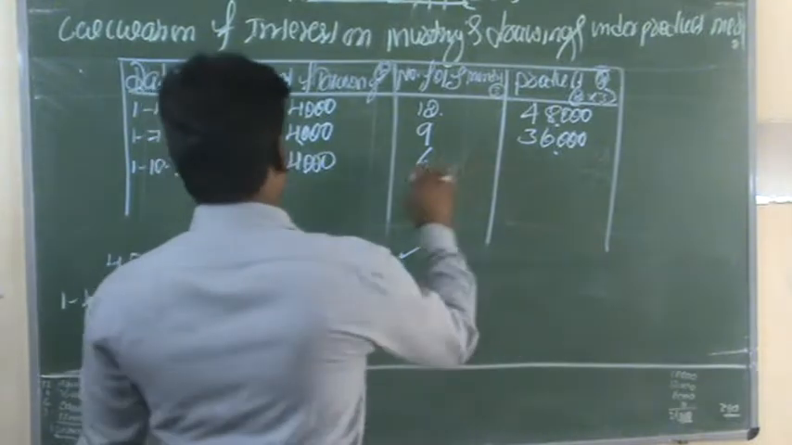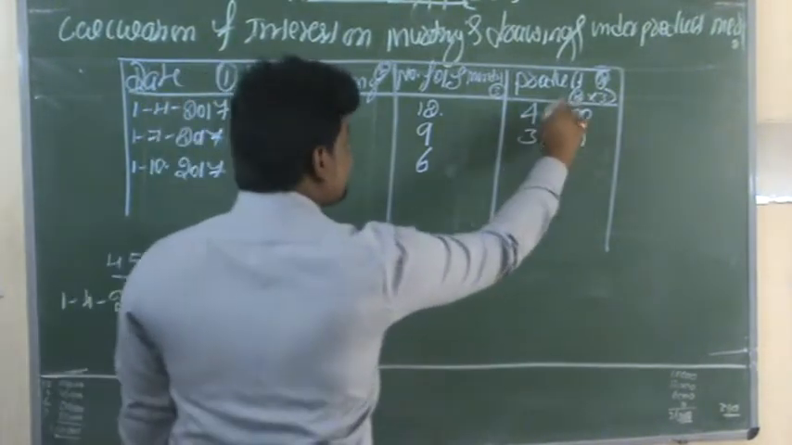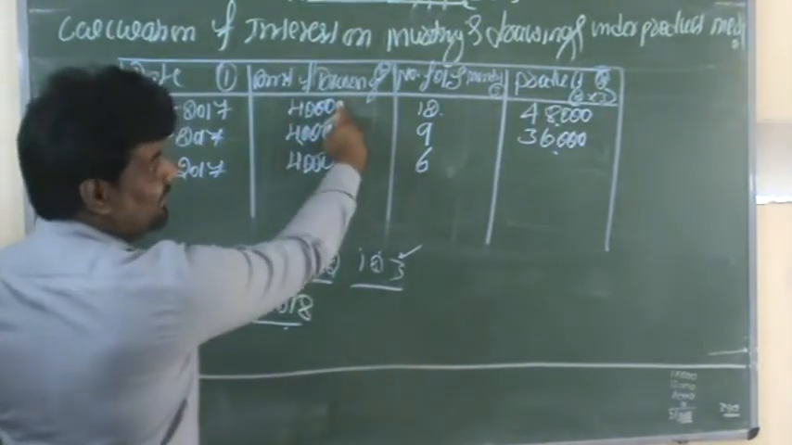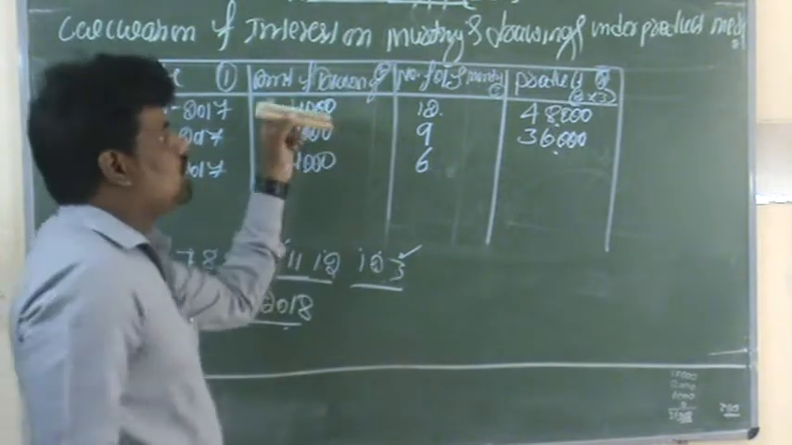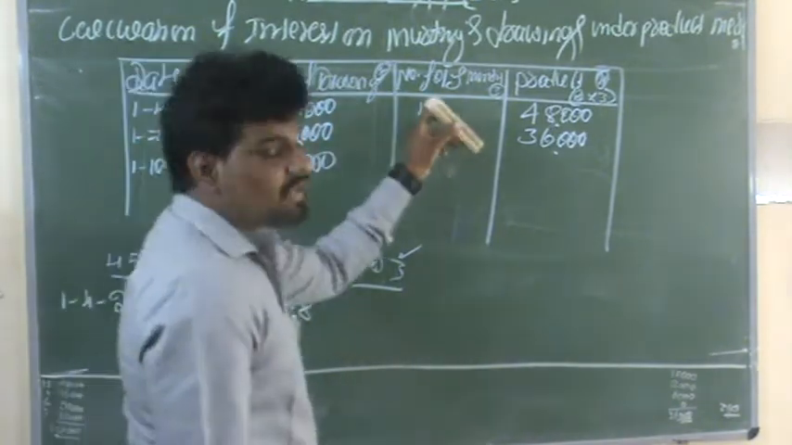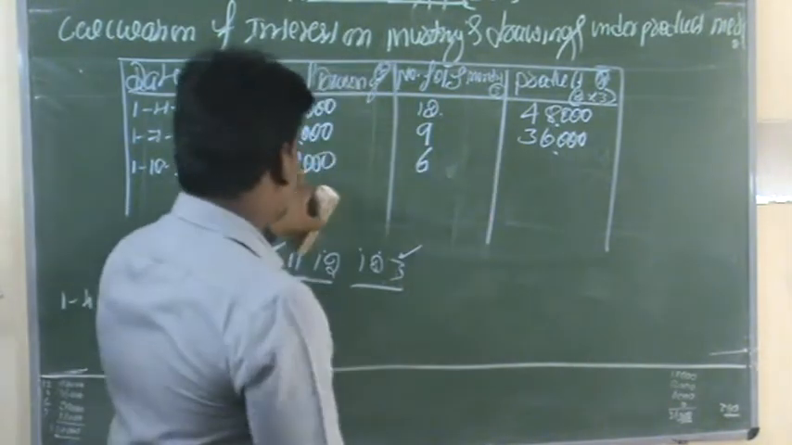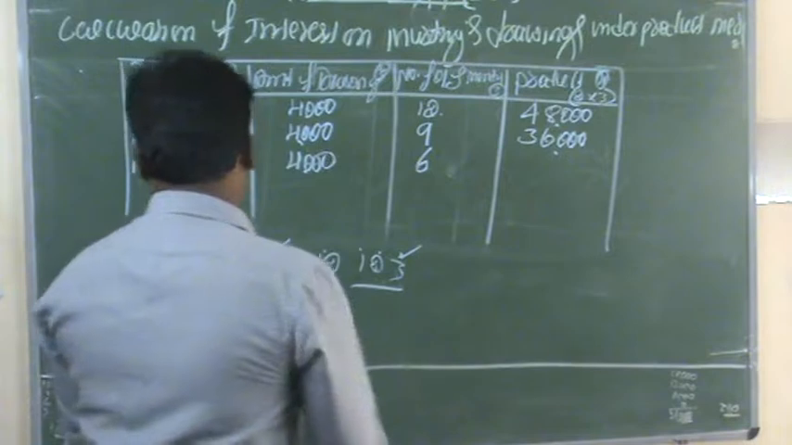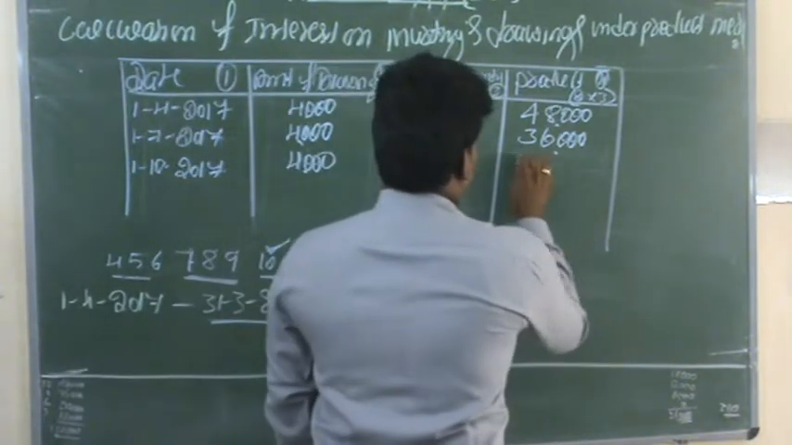So now we have to multiply the second column and third column, that is the amount of drawings and total outstanding period. 4,000 into 6 months, you will get 24,000.